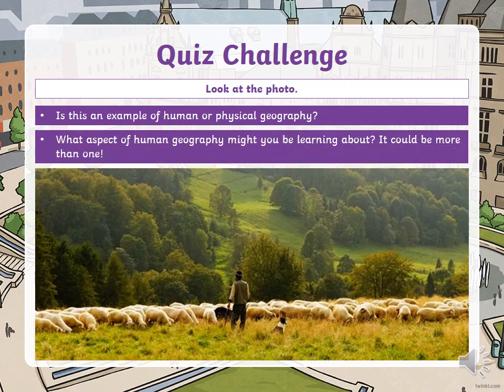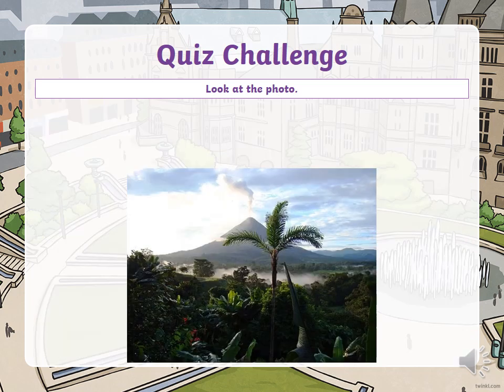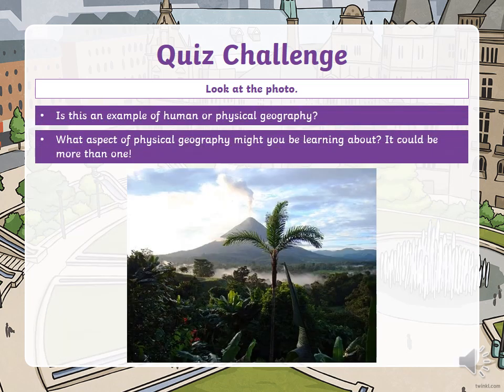And this one here, look. There's a man who looks like a shepherd and he has his sheep. Seems to me to be part of human geography, doesn't it? Because it's got lots of different ways to use the land correctly with agriculture. This last one, beautiful mountain in the background, looks like a rainforest in the front. That's probably physical geography, isn't it?